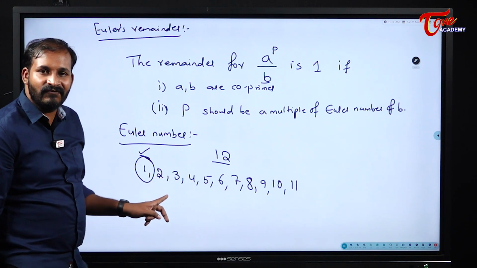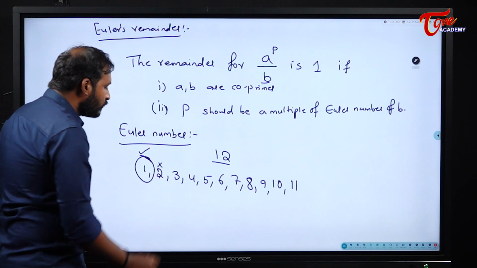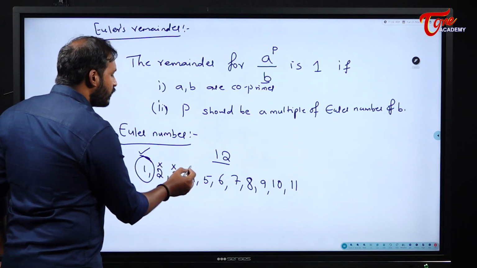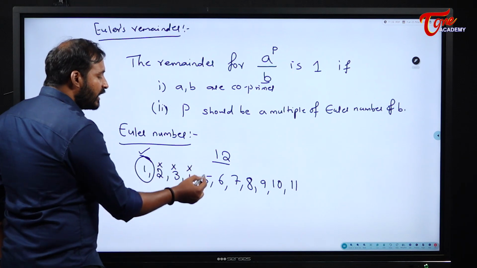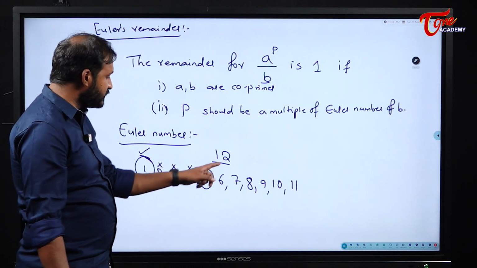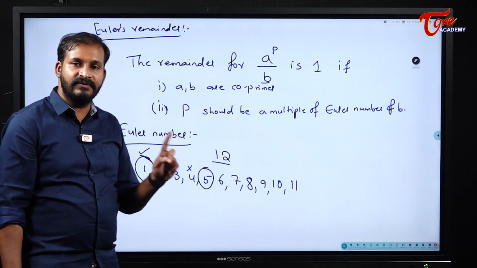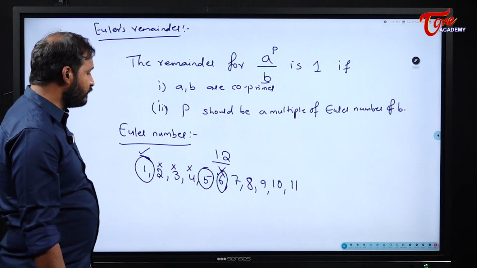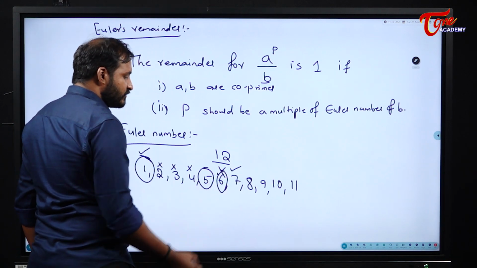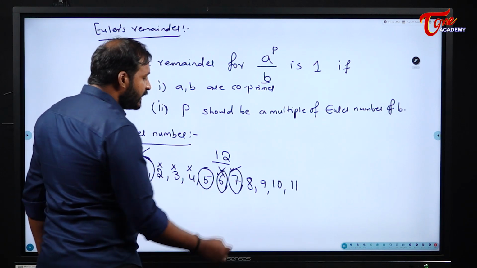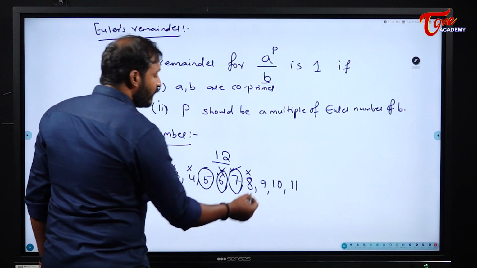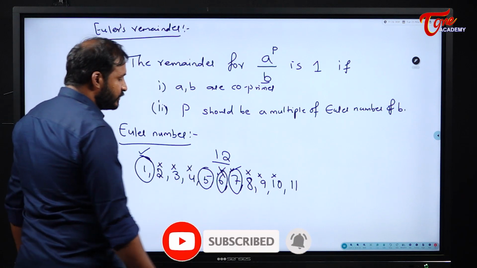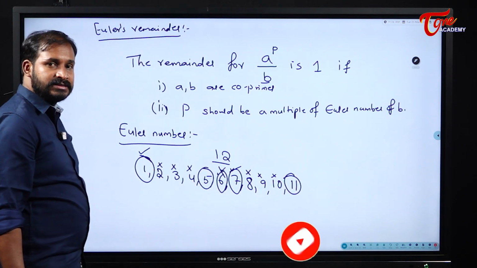12 and 2, what is the HCF? 2. So 12 and 2 are not co-primes. 12 and 3 are not co-primes, because their HCF is 3. 12 and 4 are not co-primes, because their HCF is 4. 12 and 5, yes, these two are co-primes, because the highest common factor between 12 and 5 is 1. 12 and 6 not possible, because the HCF is not 1. 12 and 7, yes, co-primes. 12 and 8 are not co-primes, because HCF is 4. 12 and 9 are also not co-primes, because HCF is 3. 12 and 10 are not co-primes, because HCF is 2. 12 and 11 are co-primes, the HCF is 1.